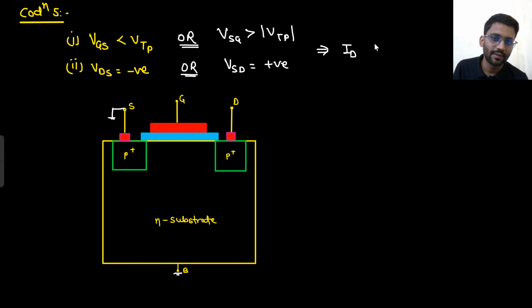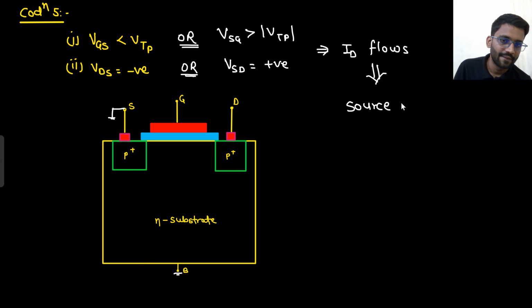So what will happen? ID flows. Tell me the direction of ID. What will be the direction of ID? Holes are moving from source to drain. So the ID direction will be source to drain only. In the direction of movement of holes, that will be the direction of ID. So holes are moving from source to drain, so ID current will also move from source to drain.